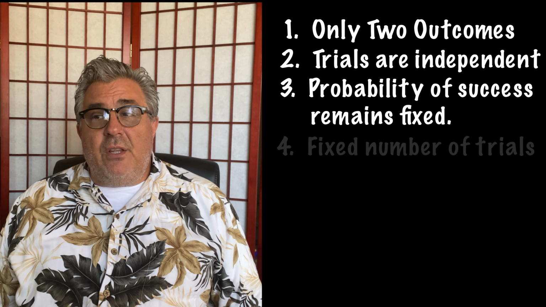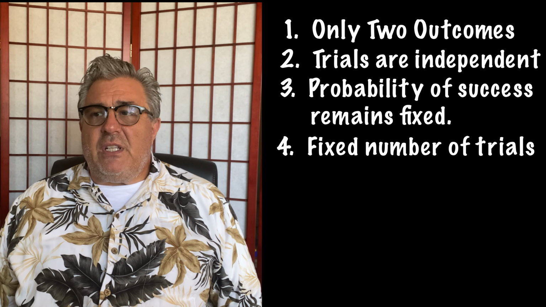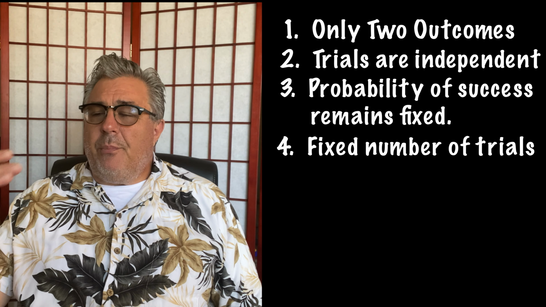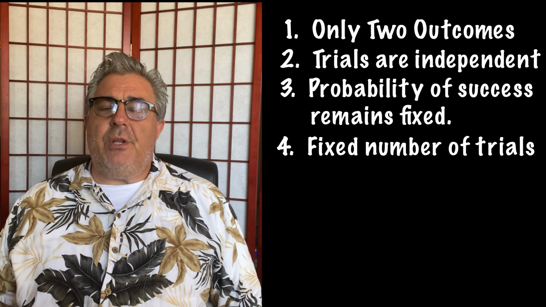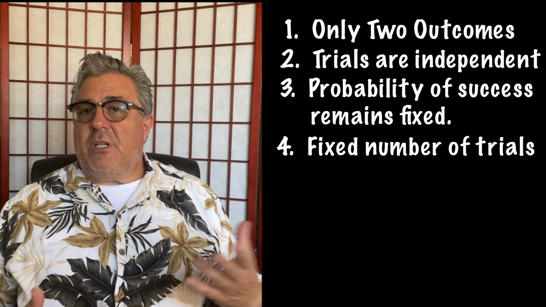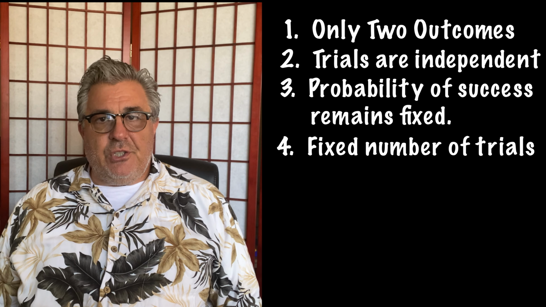And then finally, that there are a fixed number of trials, and that this fixed number of trials is usually denoted by the letter n. The probability of a success is denoted by the letter p. All right, and that's pretty much it as far as notation is concerned. So let's take a look at the binomial probability density function.